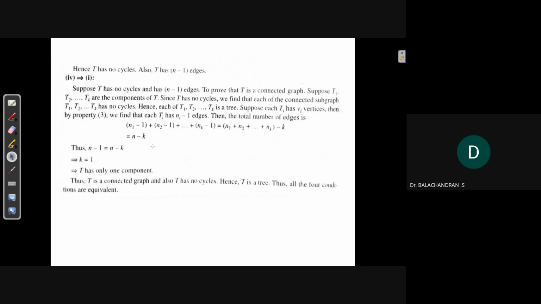So T has n minus k edges. But originally you assumed T has n minus 1 edges. So n minus 1 equals n minus k, and from this k equals 1. k equals 1 means T has only one component, which means it is connected. So we proved T is a connected graph, and we also know that T has no cycle, and hence T is a tree. So all the properties are over.